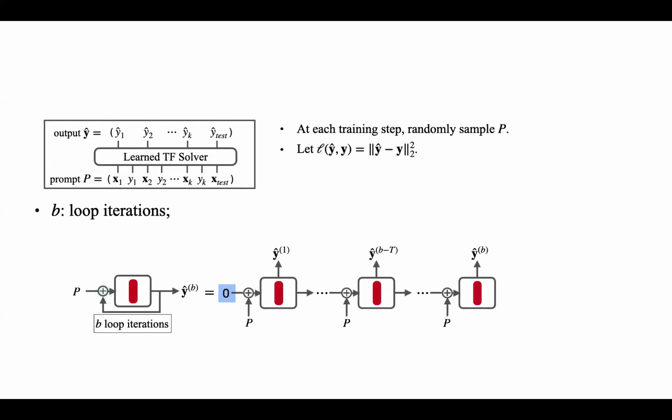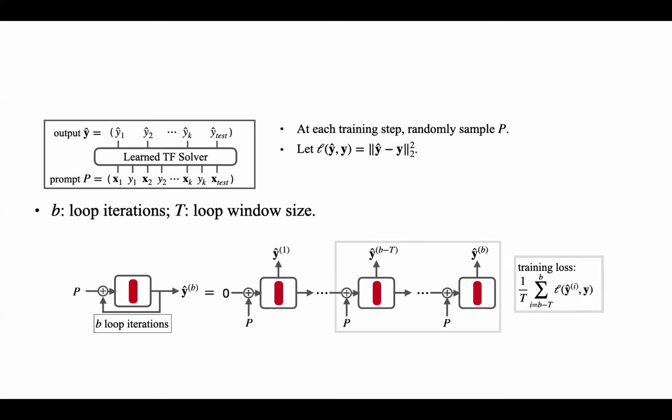When we're expanding it, what that means is we will start from zero embeddings. And every time we'll have this prompt added to these embeddings, and then pass it to one loop transformer block and get one output. And then we repeat this process B times. So that's how the loop transformer format works.